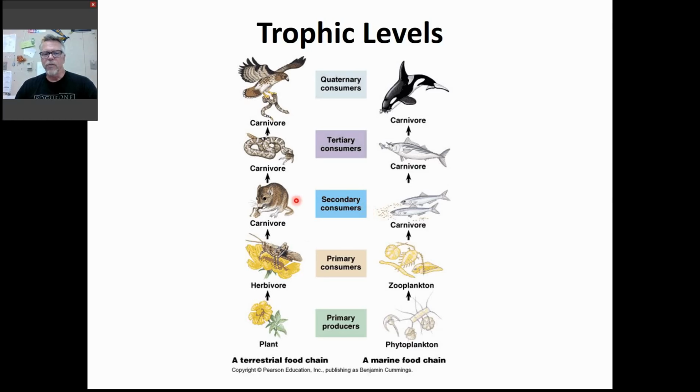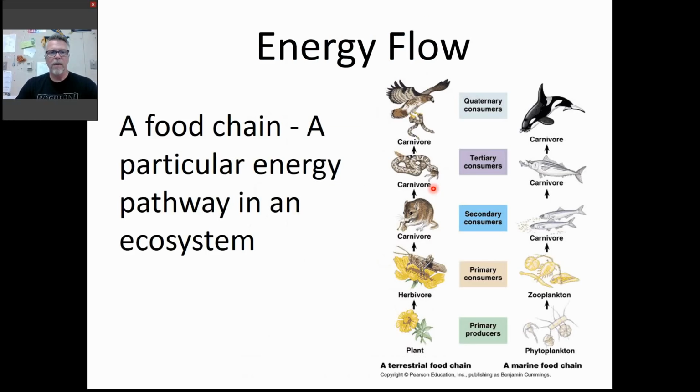The secondary consumer eats the primary consumer, so this mouse, rat, I don't know, critter, eats the cricket. So that makes this guy a secondary consumer, like this fish that eats zooplankton. And then you have a tertiary consumer that eats the secondary, and so on. You get up to a quaternary consumer like this hawk or the orca whale, that eats the third level consumers. So these are examples of food chains.